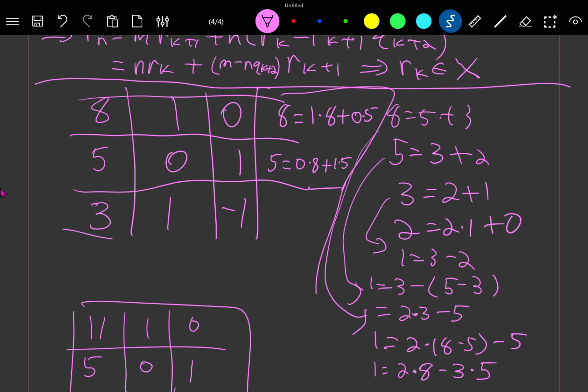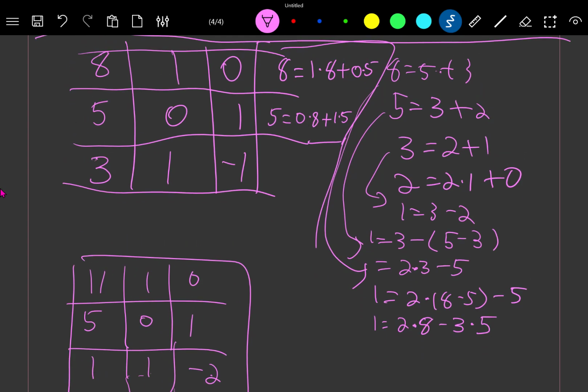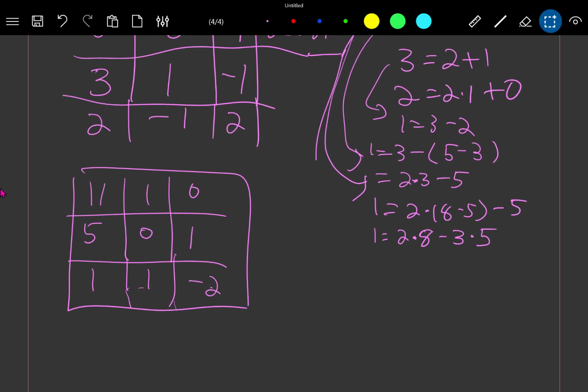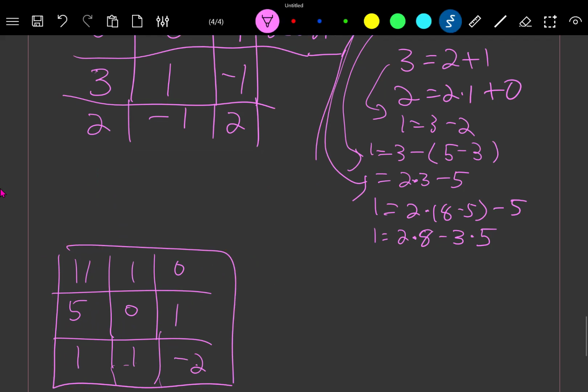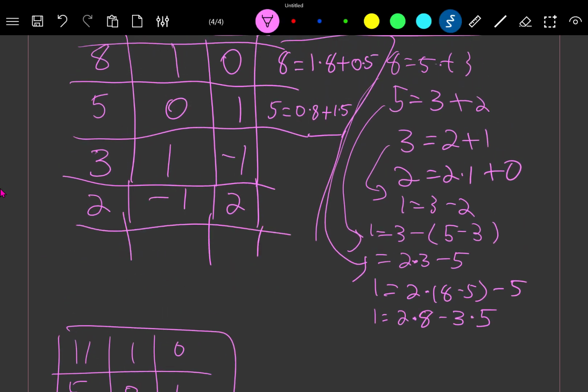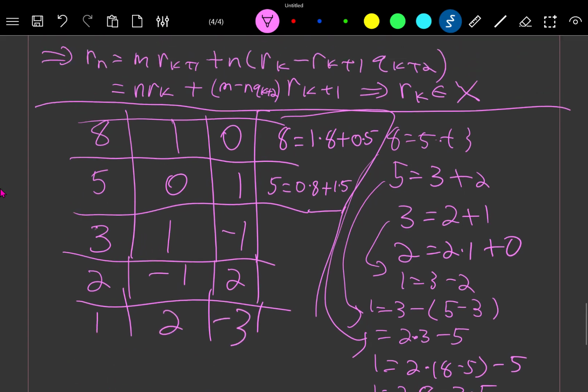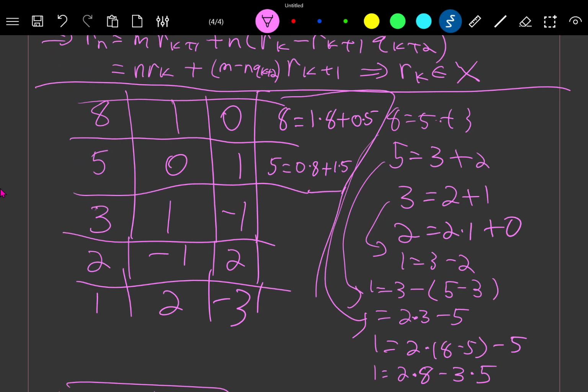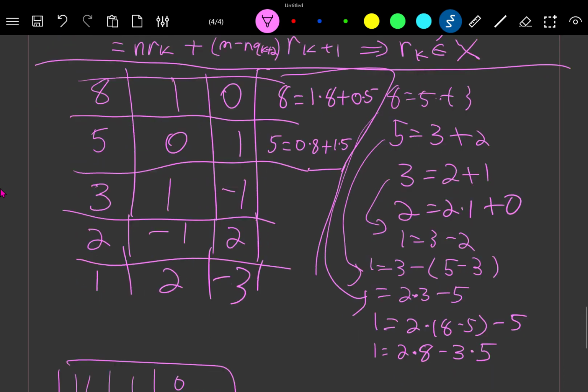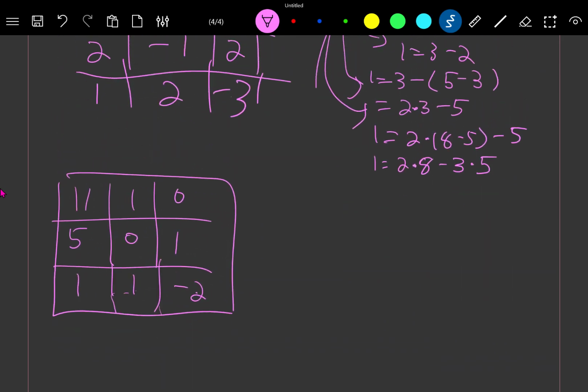So continuing up here, 3 goes into that once, with remainder 2. So we have to subtract 1 of this row from this row, so we get a minus 1 and a 2. And then 2 goes into here once, so you subtract it, and you're going to get a 2 and a minus 3. So here you say that 1 is equal to 2 times 8 minus 3 times 5. Here you say 1 is 11 minus 2 times 5.